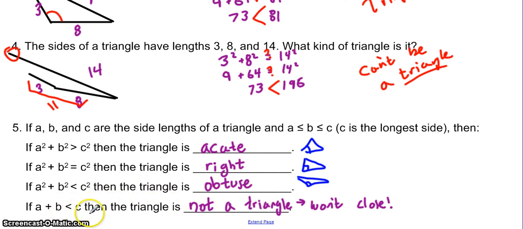And if c squared is so much bigger than a plus b that it won't even be a triangle, because if the longest side is longer than the sum of the other two sides, then the triangle won't close. Kind of like this. It'll be too long. It won't even close. That ends the video on the converse of the Pythagorean theorem. Make sure you rewind if you need to see anything again. Good luck.